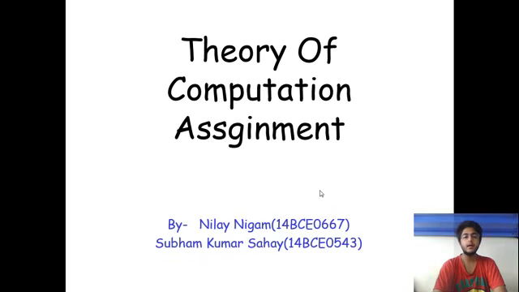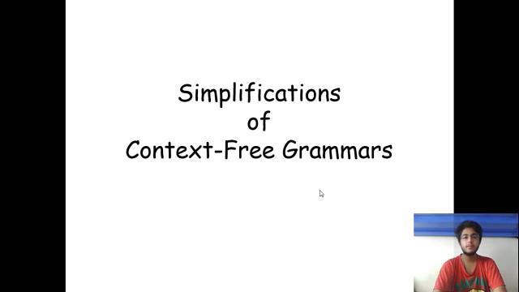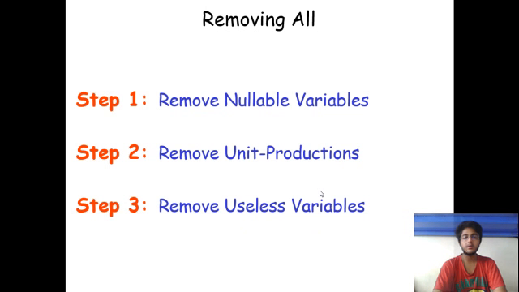Today, me and Shubham are going to talk about simplification of context-free grammars. Context-free grammars are important to simplify because simplified and small context-free grammars are easy to process. In order to simplify it, there are 3 steps. Step 1, we remove the nullable variables from it. In step 2, we remove unit productions, and in the final step, we remove the useless variables.